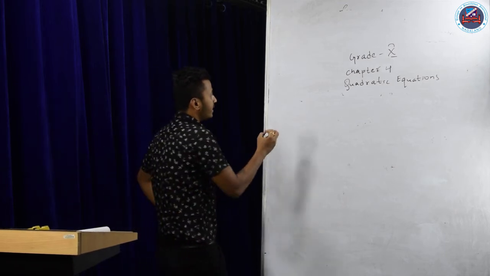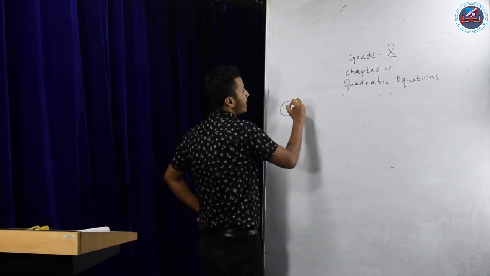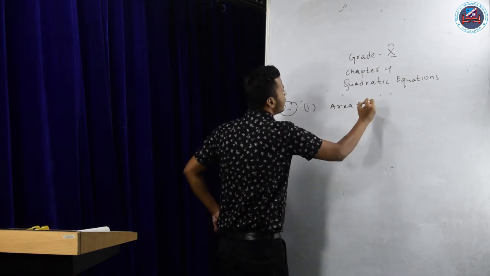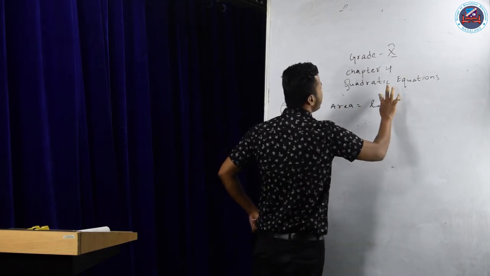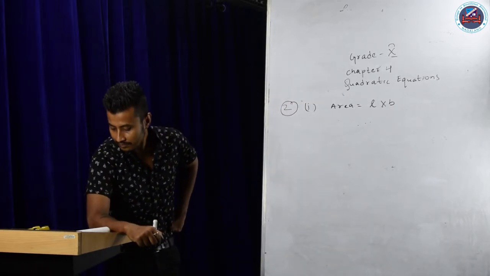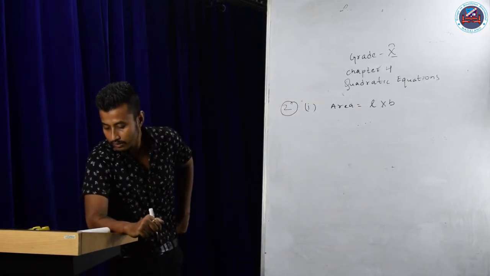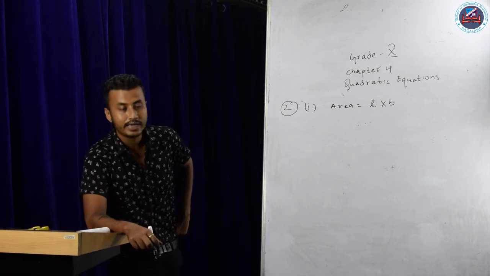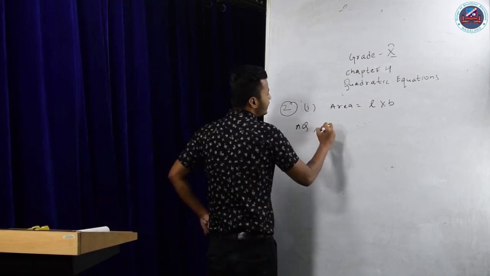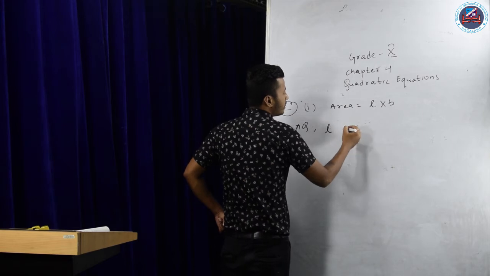What is rectangular area? Area of a rectangle is given by length into breadth. You have learned this in class 4 or 5. Simple. Next data that is given, the length of the plot is 1 more than twice its breadth. Now according to the question, the length of the plot is 1 more than twice its breadth.